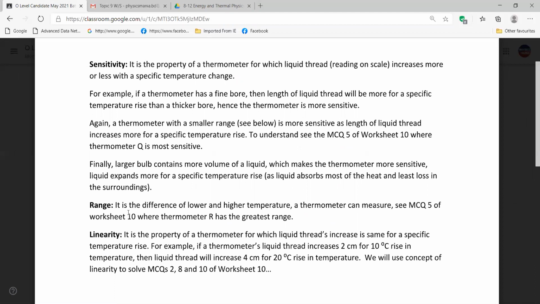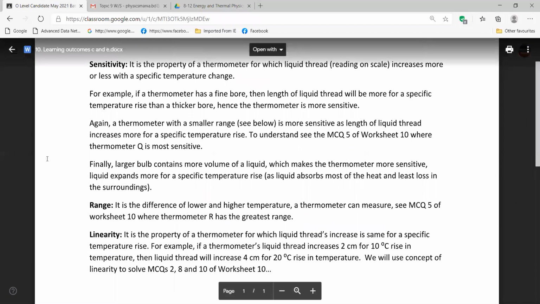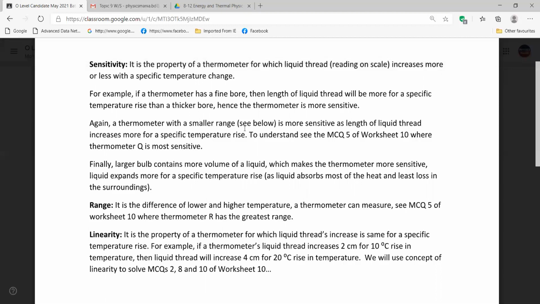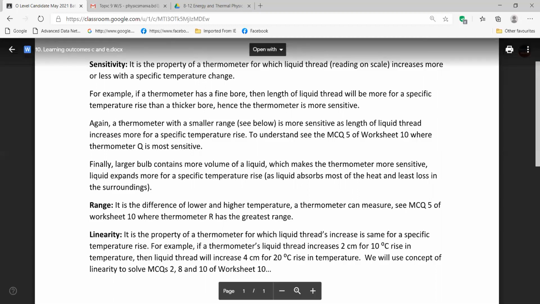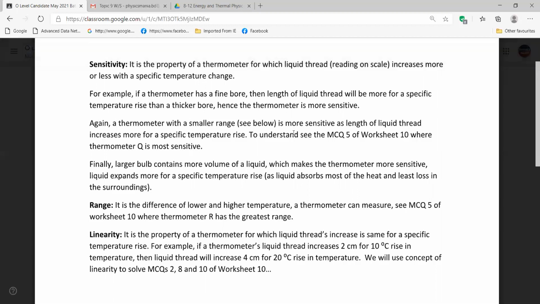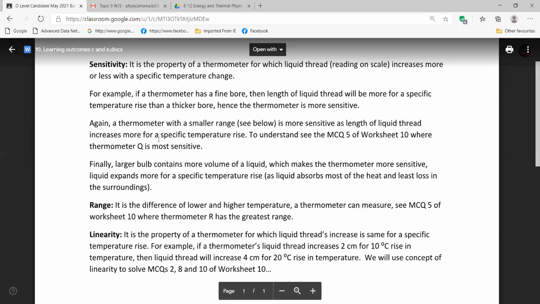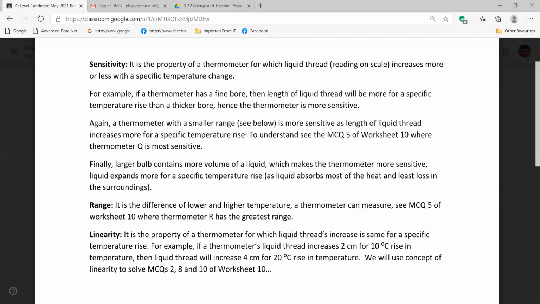Yes, sir. Done. Okay, very good. Now we have here discussion about the sensitivity. I told you to keep some gap. Look, a thermometer with a smaller range is more sensitive. Write it. A thermometer with a smaller range is more sensitive as length of liquid thread increases more for a specific temperature rise. Till here you write.